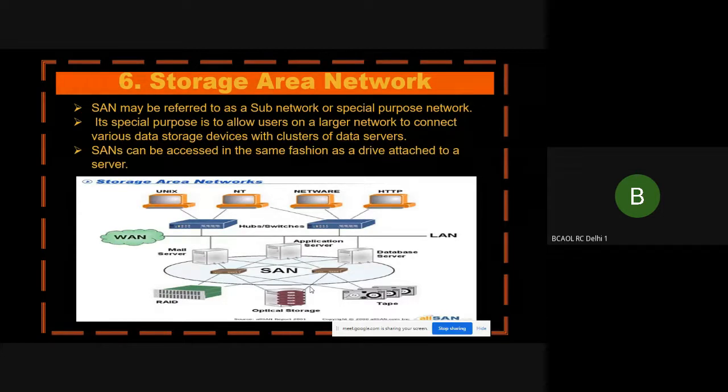Right. So again, you will have a username and password created for this type of thing, and you will be connected to the SAN network, and you can store whatever data you want. That is a storage area network. It's a special kind of network. Among PAN, LAN, MAN and WAN, it is a separate kind of network.